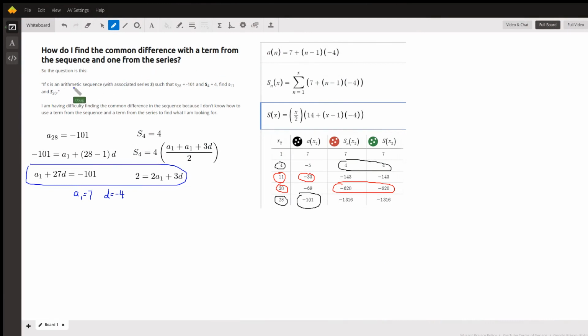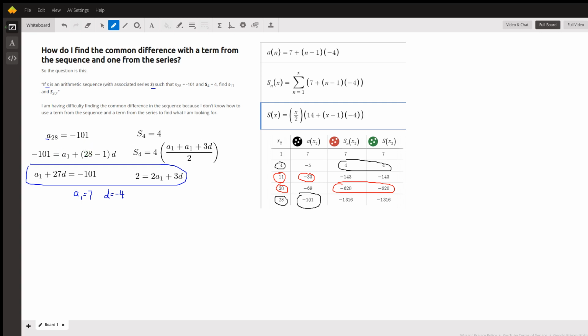Okay, there was a bit of confusion when this problem was presented because lowercase s was used for the sequence and uppercase S was used for the sum or the series. So I'm just going to replace little s with a little a, so there's no confusion. So the sequence says that the 28th term of the sequence is negative 101.